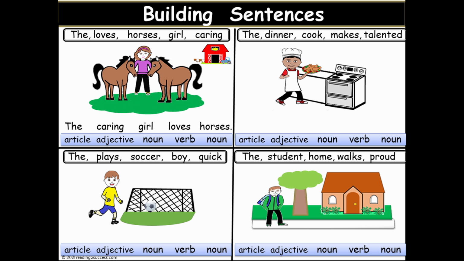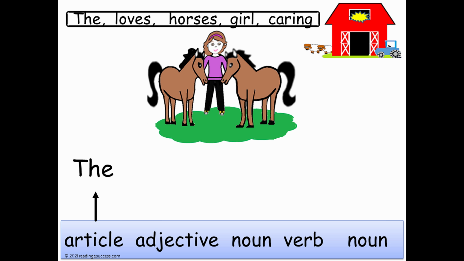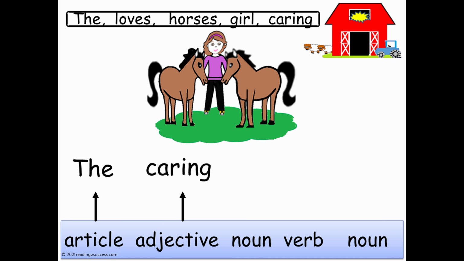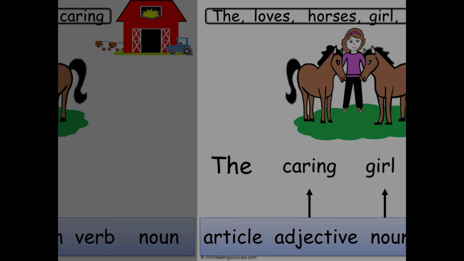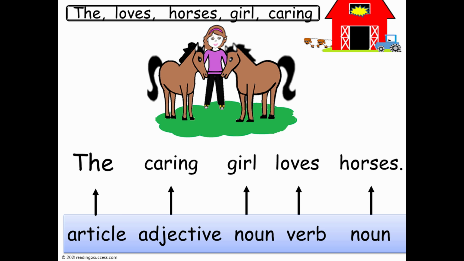This is the practice page for kids to build sentences with adjectives. A quick review, just remind kids that the article the is used at the beginning of each of the sentences. With kids, complete the first sentence together. The first word is an article, the. An adjective, caring. A noun, girl. A verb, loves. A noun, horses.